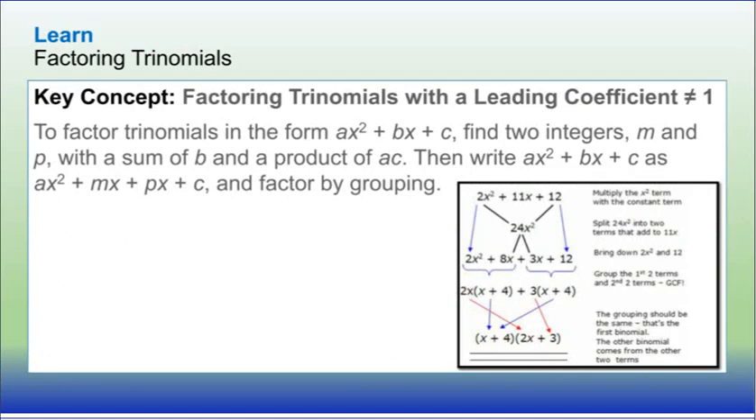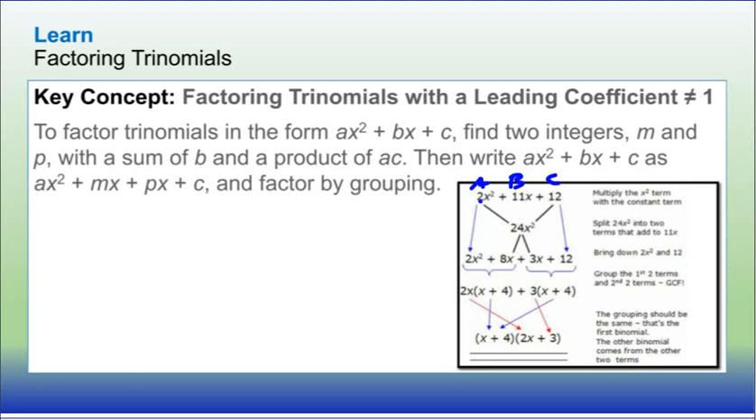Next part is factoring binomials with a leading coefficient that's not 1. So we were doing ones with a leading coefficient of 1. There is a method to do this, and I call it the AC method. They call it the AC method because here's my A, my B, and my C.